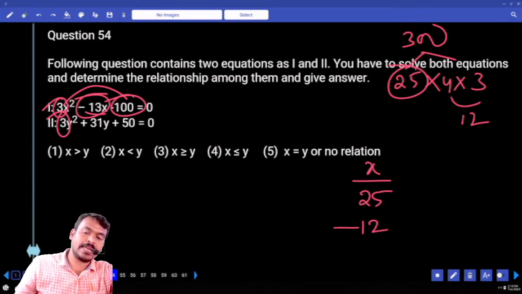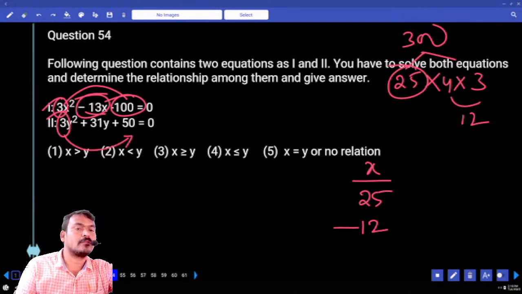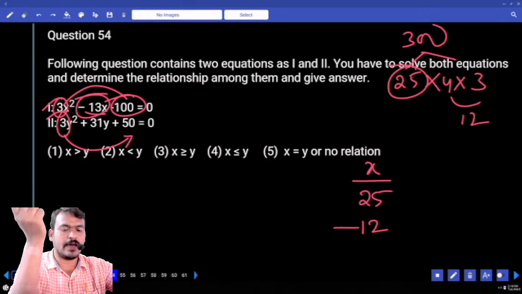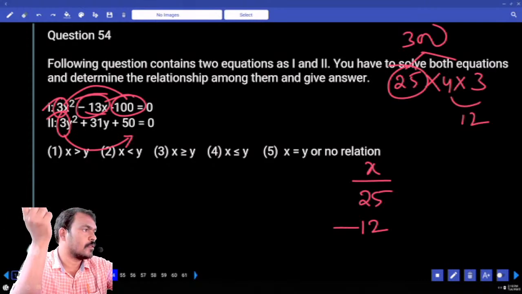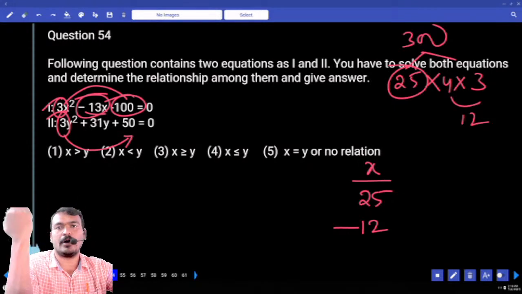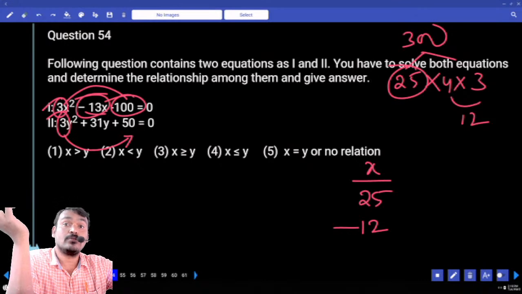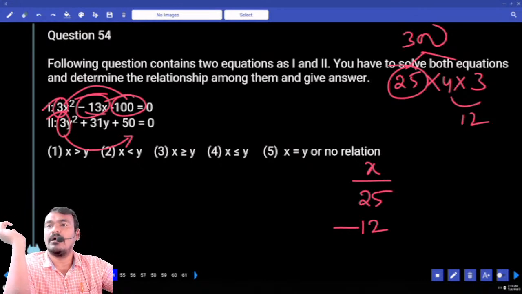Minus 12. Second one, 3 into 50, how much? 150. Product positive, sum also positive. Sum will be positive, product also positive. Then roots are positive roots or negative roots? Positive roots initially, but final roots are negative.